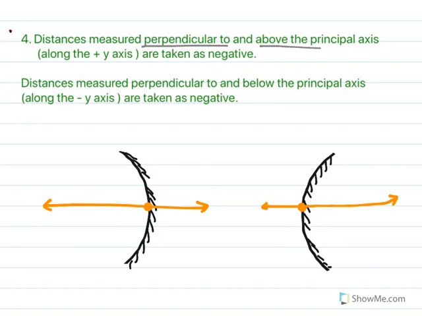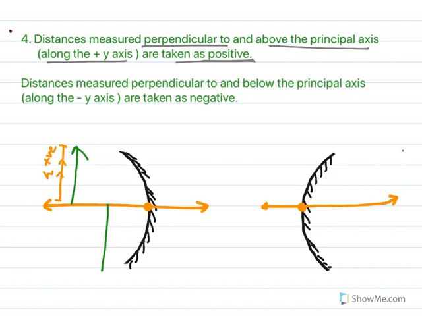Distances measured perpendicular to and above the principal axis along the y-axis are taken as positive, which means if the image is in the upward direction, the height of the image will be measured from the axis upwards. This will be the height of the image, and since it's measured upwards, it will be taken as positive. But if the image is inverted, it is below the principal axis, to measure this you have to go below in the downward direction. This would be taken as negative.